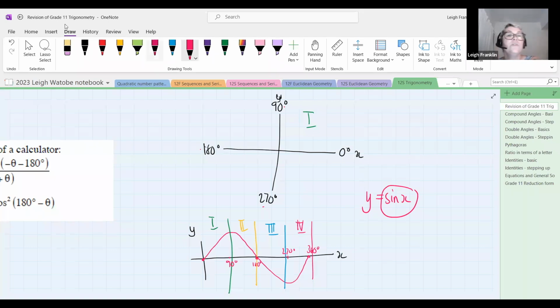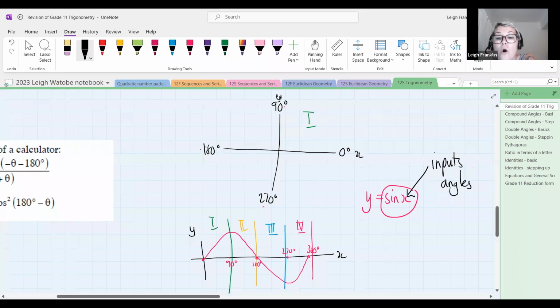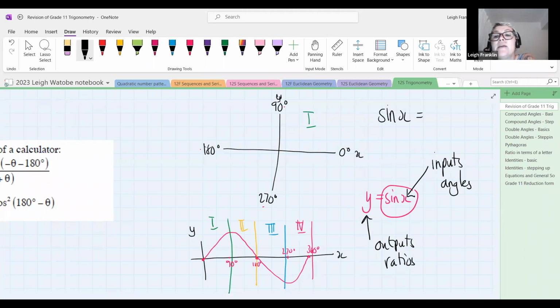All right, so what's important to know when we're working with functions or on the Cartesian plane, x are our inputs. These are our angles that are going in. Y is our outputs. These are our ratios. So if I say to you sine x equals a half, I am saying that the output or the ratio is equal to 1 over 2. Does that make sense? Yes, it does, ma'am.